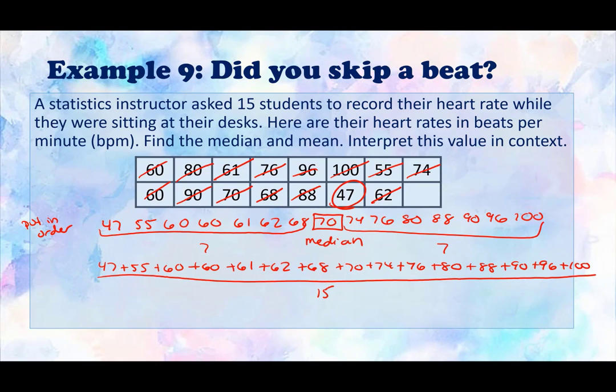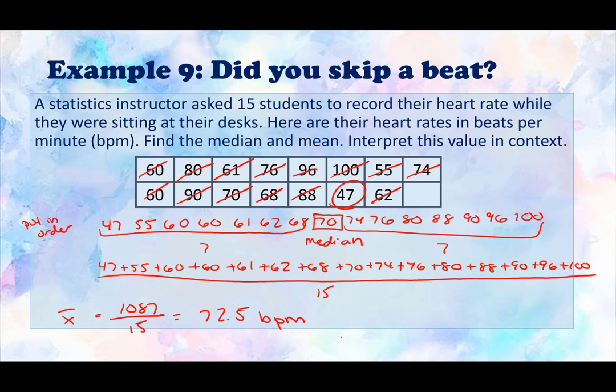So we're going to put that in a calculator. And I'm going to show you guys a couple tricks, because your calculator will actually find all of these numbers for you. So when I added all of these up, I got 1,087 divided by 15, which is going to give you 72.5. So our mean, or x bar, is going to be 72.5 beats per minute.